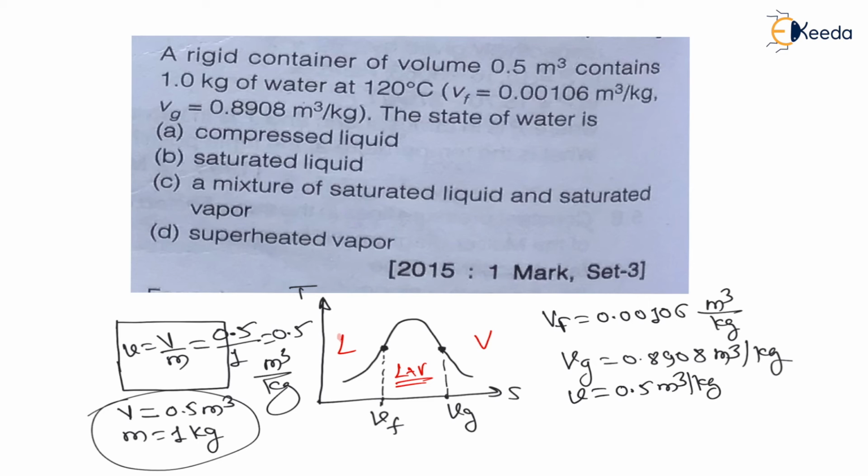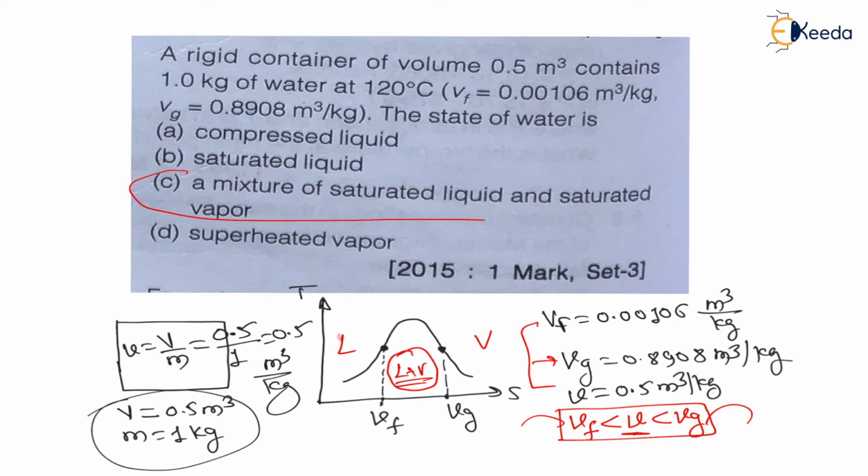Now from the values, can you say that the specific volume at saturated liquid state is less than the specific volume of the container, which is less than the specific volume at dry saturated vapor state? This is the relation. From this you can say that the volume is in between vapor state and liquid state. Therefore the content will be partly in liquid and partly in vapor state. Therefore option C is the correct choice. The mixture is saturated liquid plus saturated vapor. There will be a liquid as well as a vapor state.